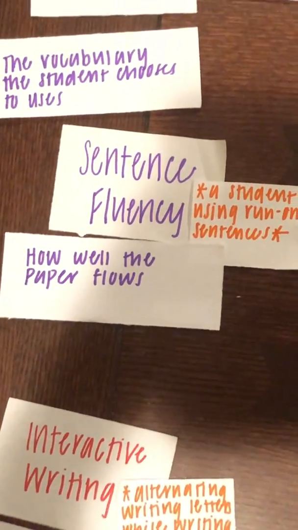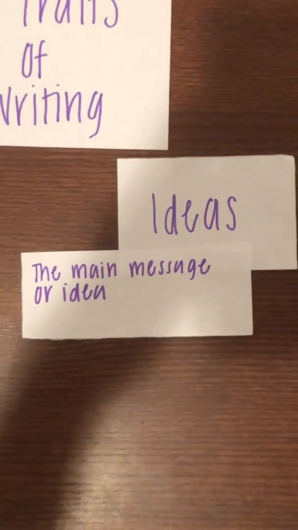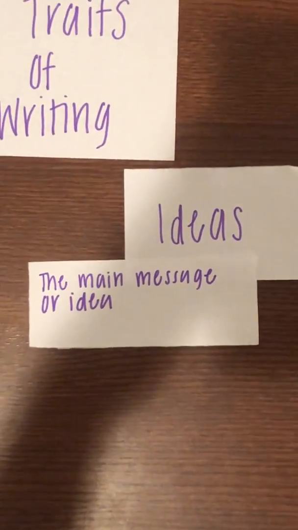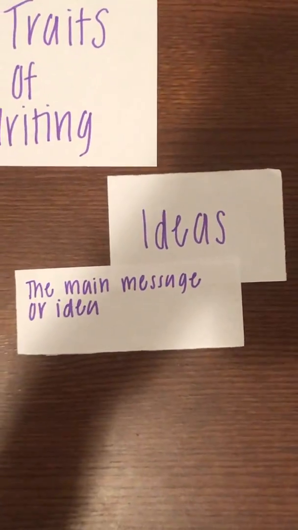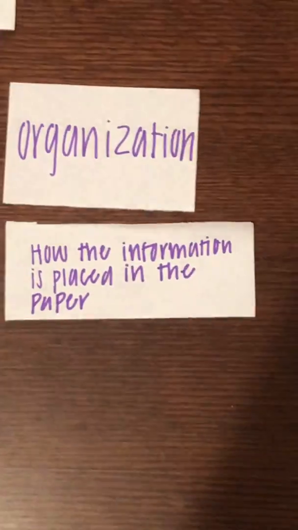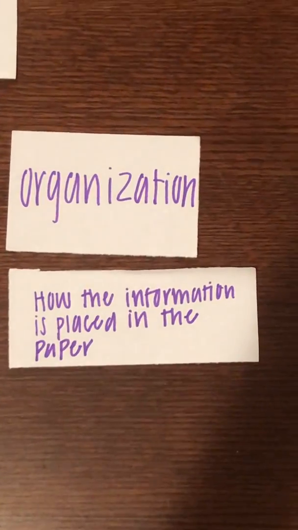For example, if a student is using run-on sentences or short, choppy sentences, the paper will not have good sentence fluency. Ideas is the main message or idea that the writer or student is trying to get through to the audience. Organization is how the information is placed in the paper.